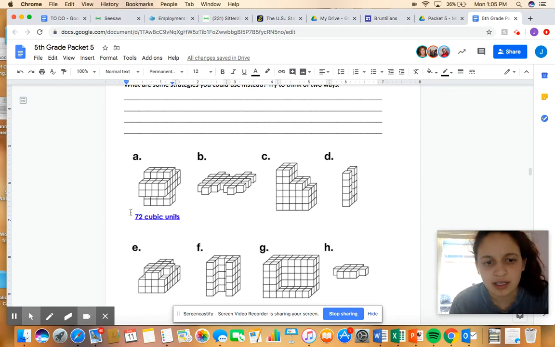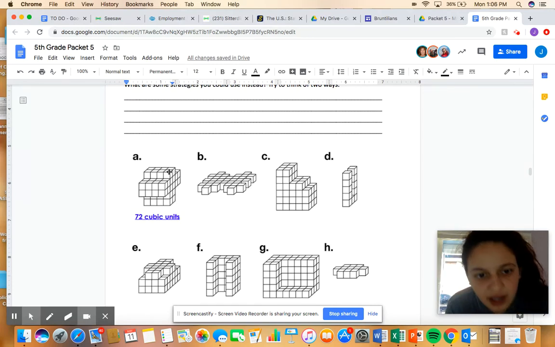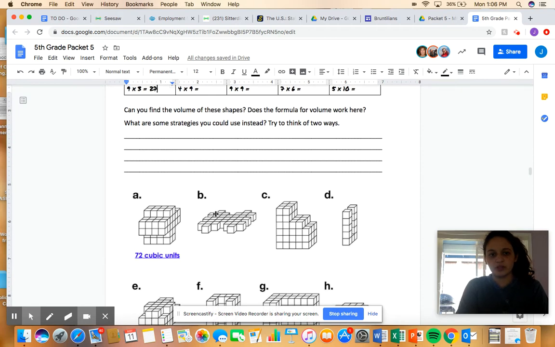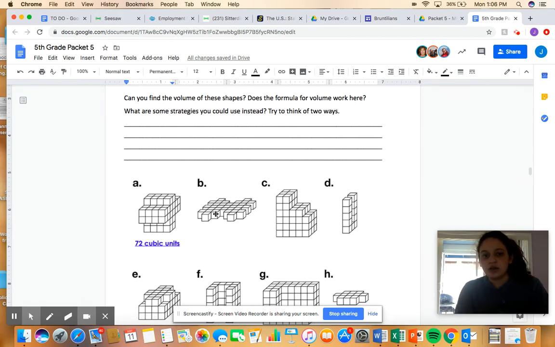So let's look at A because they gave us the answer, 72 cubic units. Now, we can't use the formula because right now I'm seeing multiple different heights. Like here's a height of 2 and here is a height of 5, and multiple different bases and lengths. So that's not going to work. So we know we can't use the formula, but what could we do instead? So one option, like before, is to just count all the squares, but that will take a while. As you can see, there's 72 in here. So I'm trying to think of another way we can find the volume.